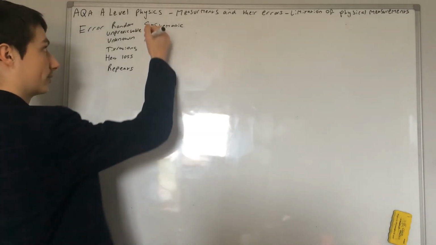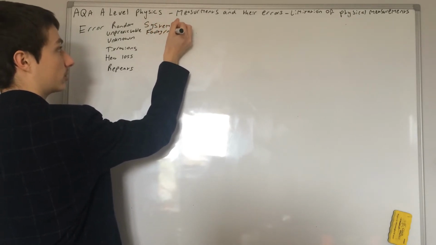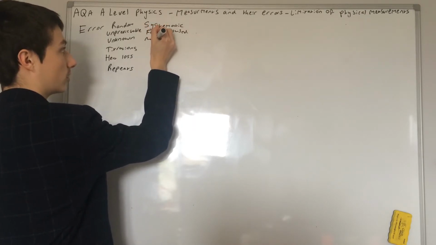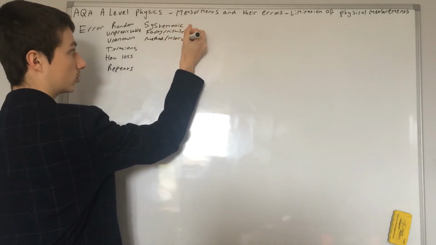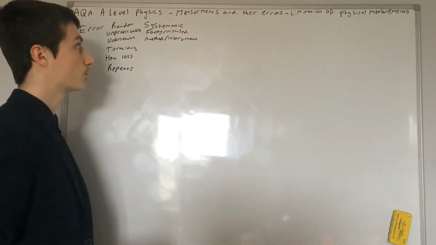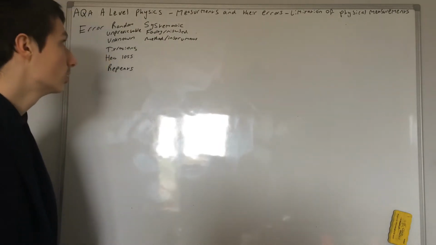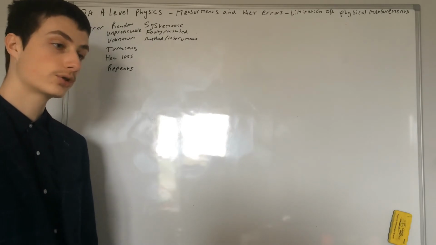Now, systematic errors are caused by faulty or misused methods or instruments. So whether that's a broken instrument or a method that won't work, or a method that you followed wrong, or an instrument you have not correctly used.